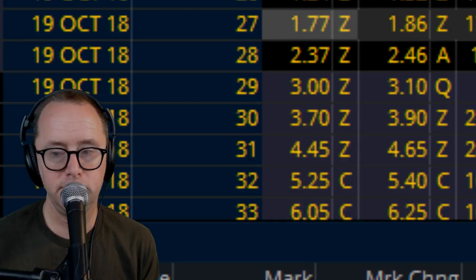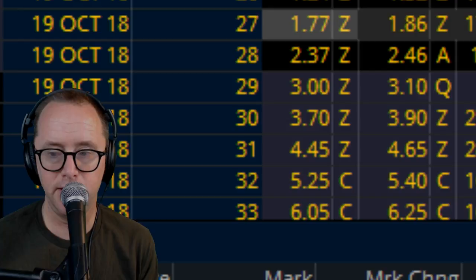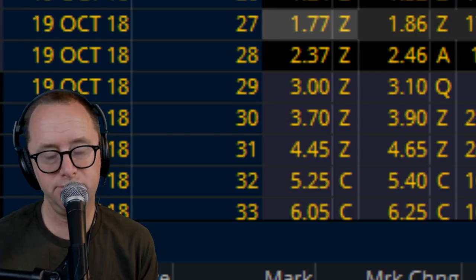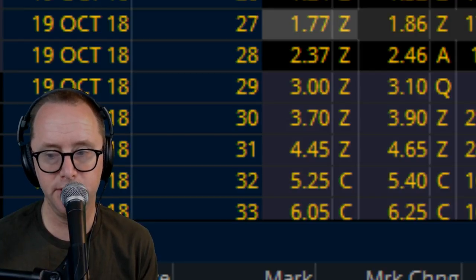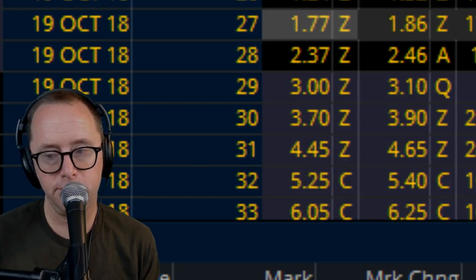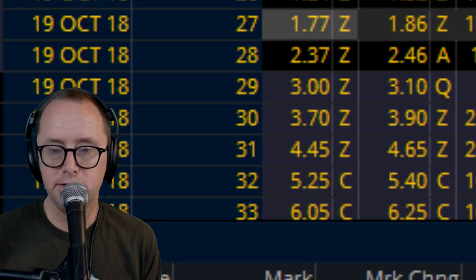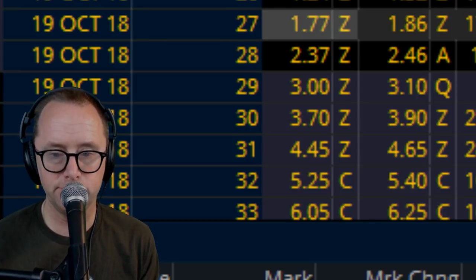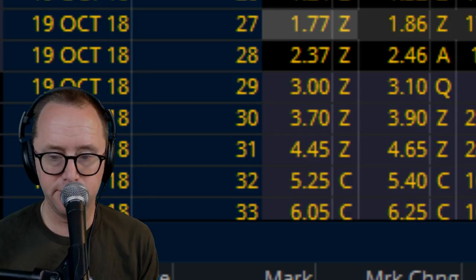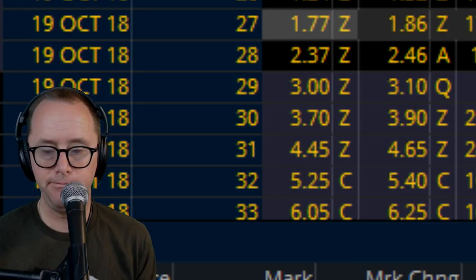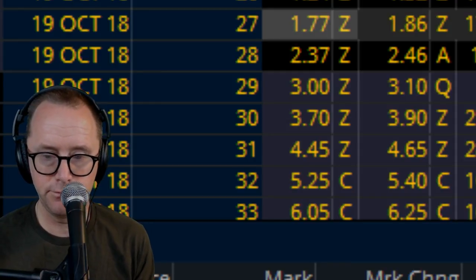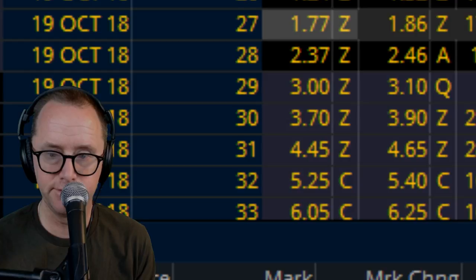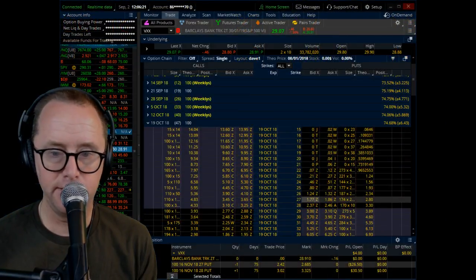So the basic market for this spread would be $2.95 bid at $3.25, and you could reasonably expect to be able to purchase the spread for somewhere around $3.10, something like that. So let's back this screen out for a second to its normal size, and I'm going to enter an order to buy this spread.